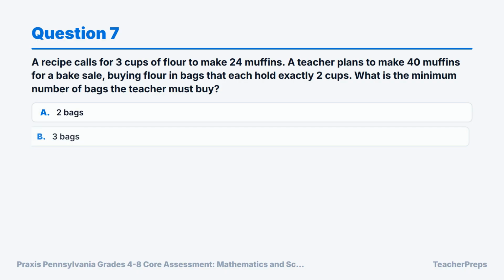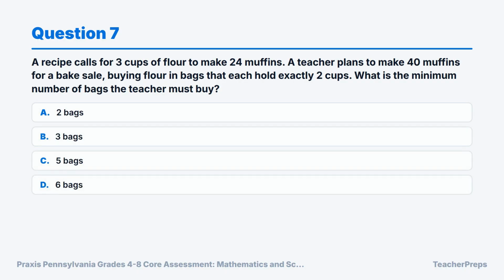Question 7. A recipe calls for 3 cups of flour to make 24 muffins. A teacher plans to make 40 muffins for a bake sale, buying flour in bags that each hold exactly 2 cups. What is the minimum number of bags the teacher must buy? Pause the video and select the best answer.